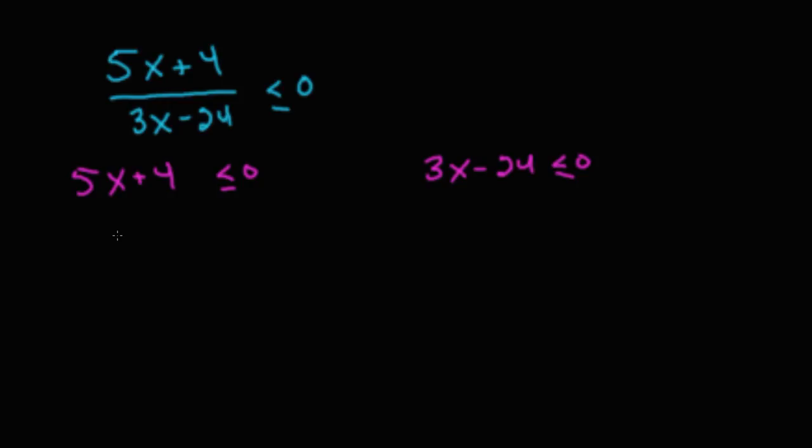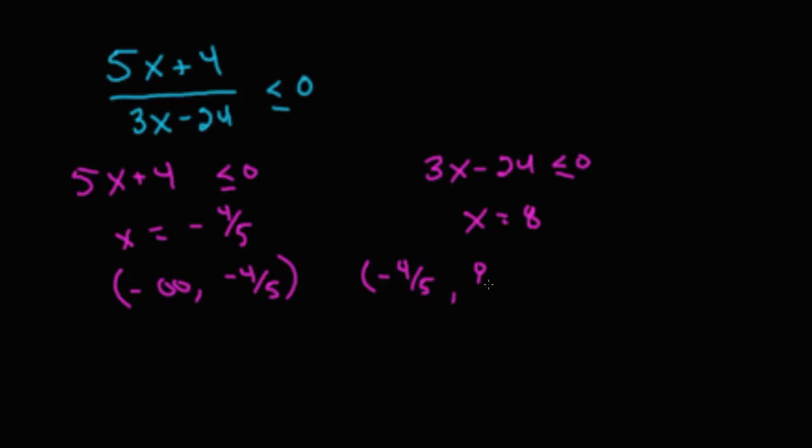So the numbers that we're interested in are when x is equal to negative 4/5 and x is equal to 8. So then we'll have these different ranges that we'll have to investigate. We'll have to look at what happens from negative infinity to negative 4/5, from negative 4/5 to 8, and from 8 to infinity.